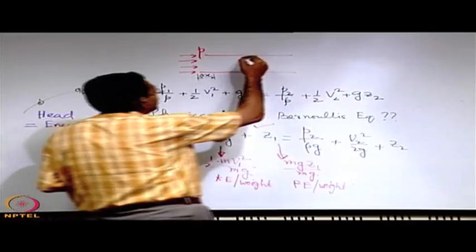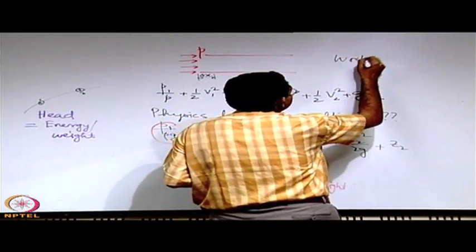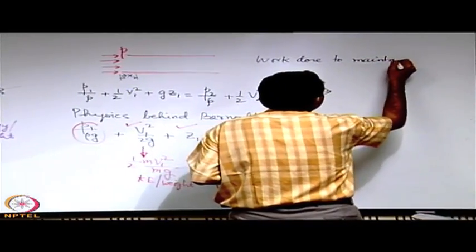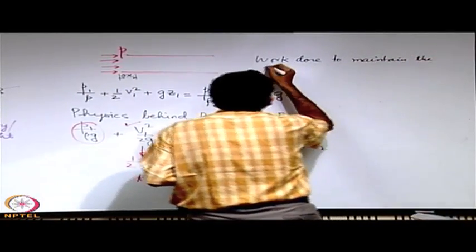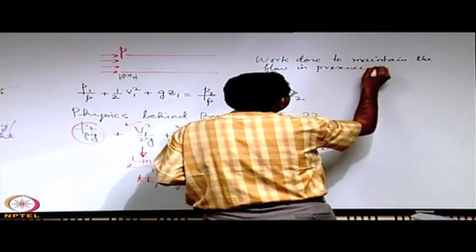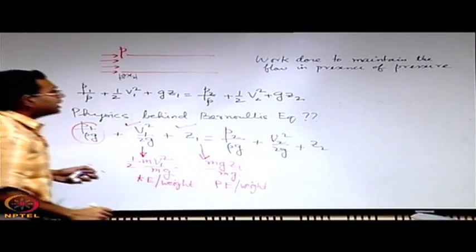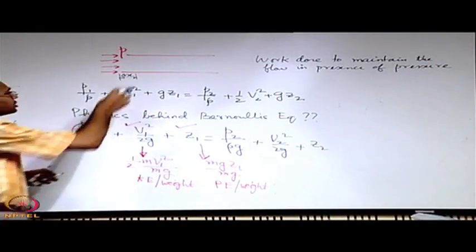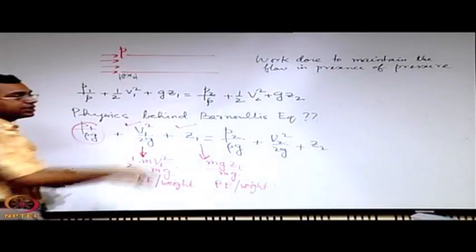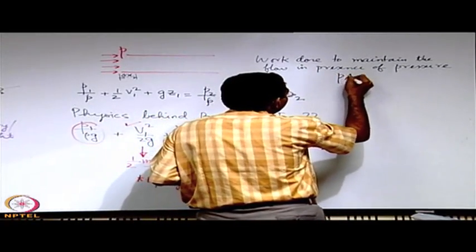So, if A is the area of cross section of the pipe, then what is the work done to maintain the flow in presence of pressure? To find it out, we will first consider a small displacement. If A is the area of cross section, then because of the presence of this pressure P, what is the work done? P into A into delta x.